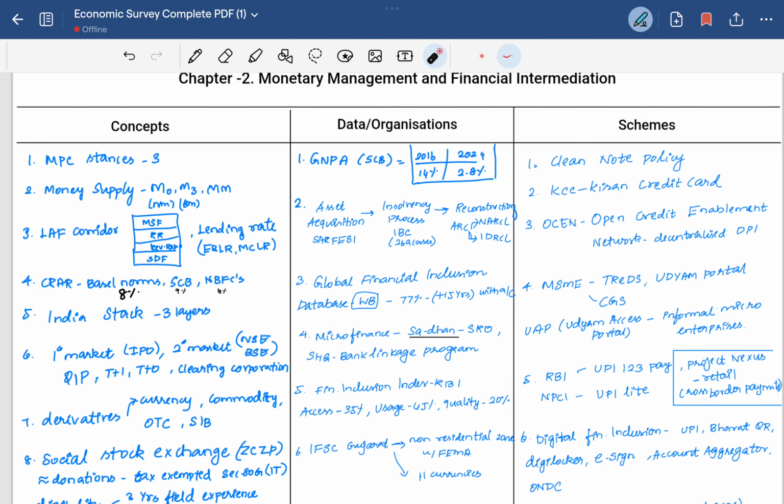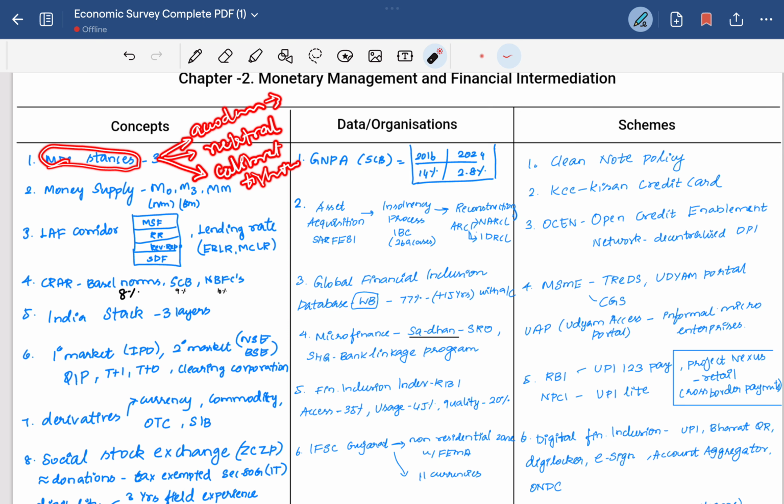They have discussed the MPC stances. The Monetary Policy Committee of the RBI has 6 members who decide the policy repo rate and the inflation control measures. The monetary policy stances are divided into 3 types: the accommodative stance, the neutral stance, and calibrated tightening.